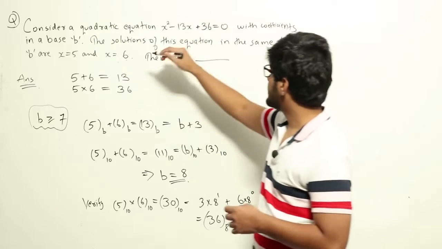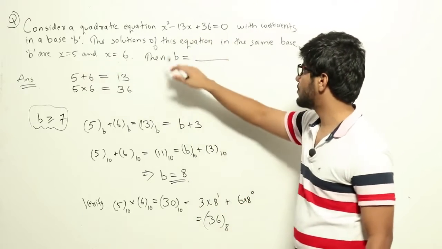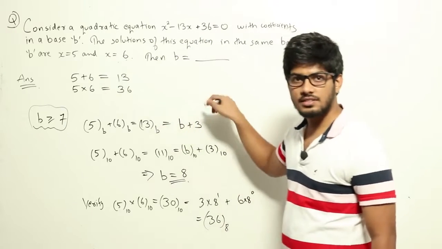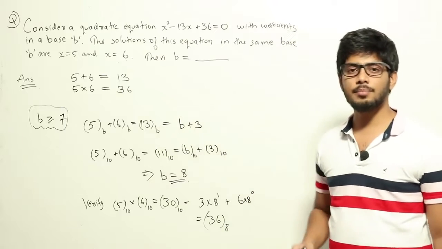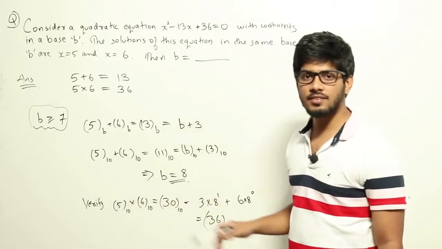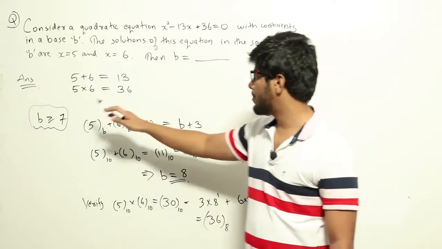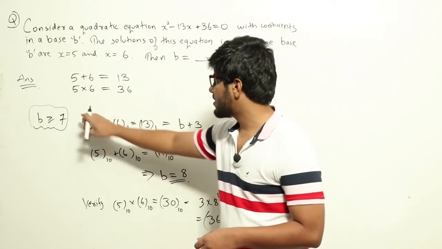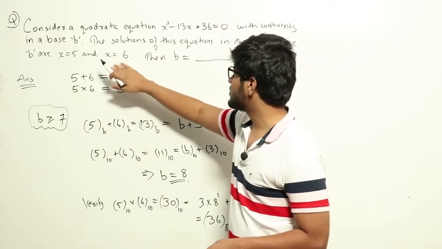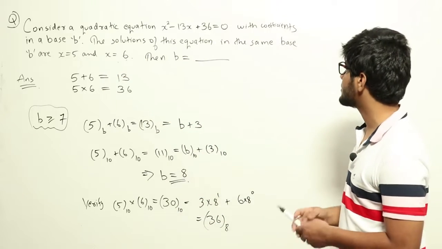So let's look at the digits which we have, that is 6, 5, 13 and 36. If you look at the numbers, the largest digit is 6. So if 6 is a valid digit in this base b number system, then the base should be greater than or equal to 7. If the base was 6, then we could only use digits from 0 to 5, that is 0, 1, 2, 3, 4, 5 for the base 6 number system. If the base is 7, then we can use digits from 0 to 6. So since 6 is used here, we can say that the base is greater than or equal to 7. We will come back to this at the end.